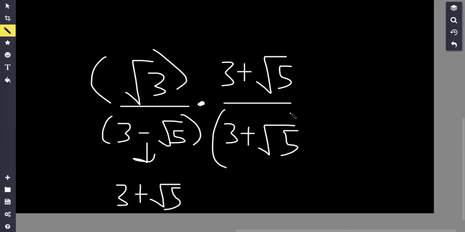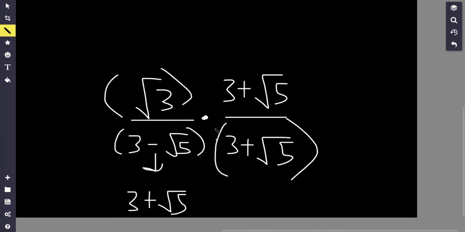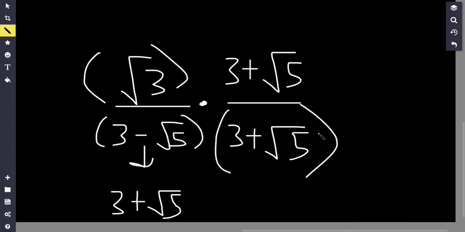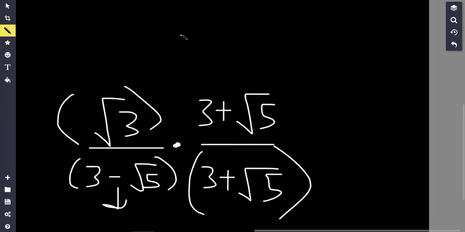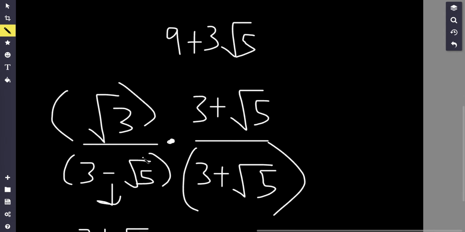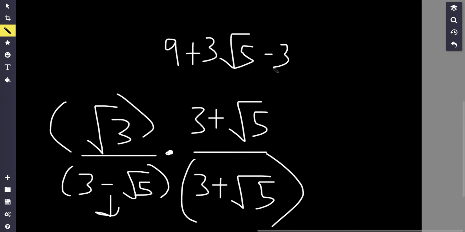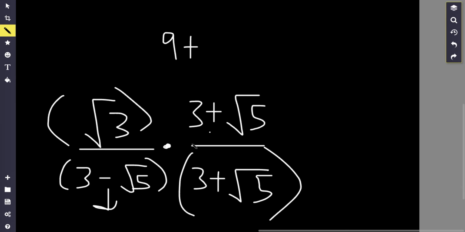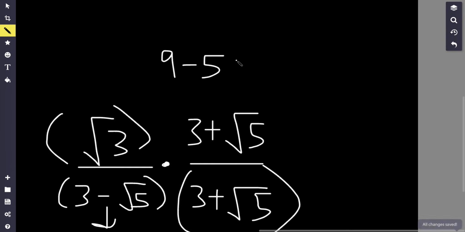Now you're going to have to FOIL this out. You can use the difference of two squares, but just to show every step, I'm just going to FOIL it out. So 3 times 3 is 9. 3 times the square root of 5 is 3 radical 5. But the thing is, you have 3 times the negative square root of 5, so these two things cancel out. So it's just going to be 9 plus, and then the negative square root of 5 times the square root of 5 is just going to be negative 5. So 9 minus 5 is going to be 4.